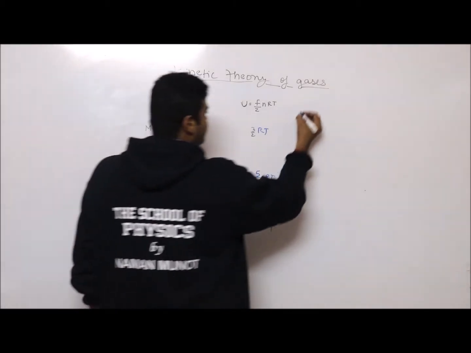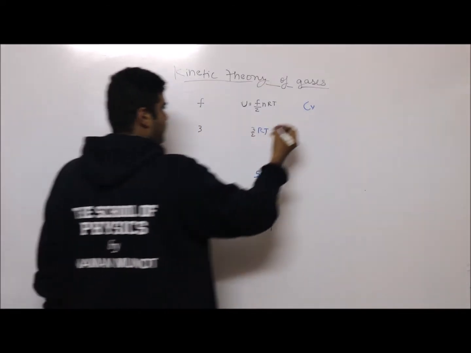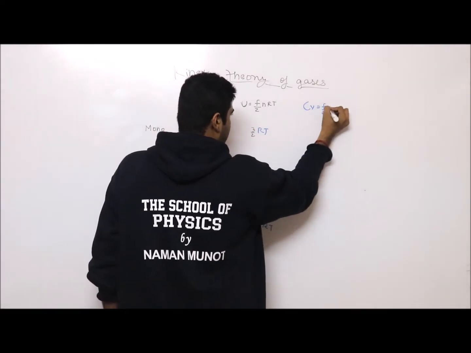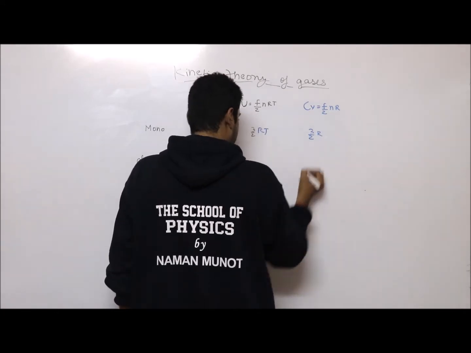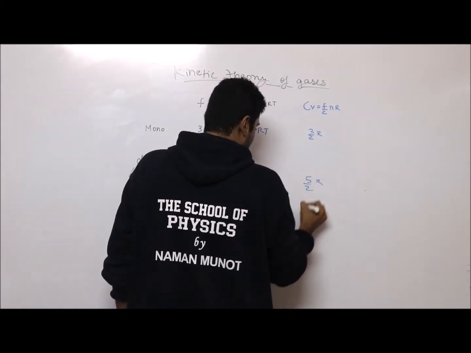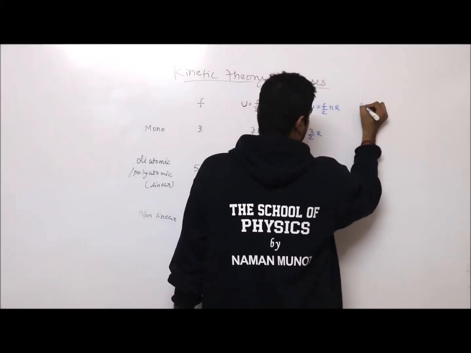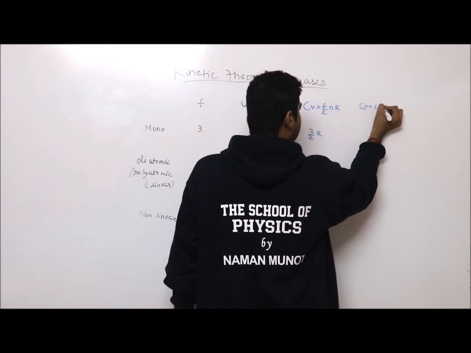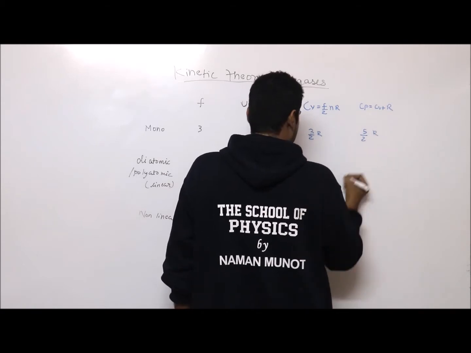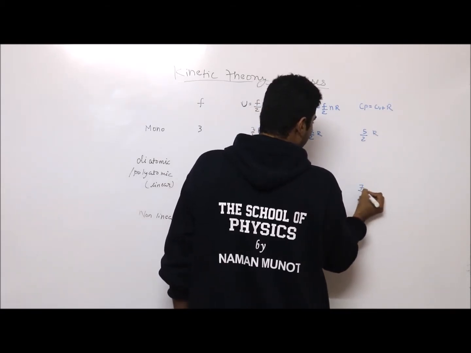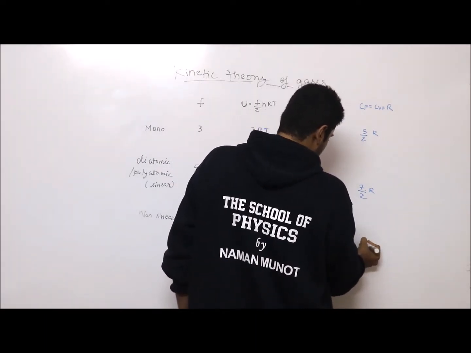Then we have Cv. So what is Cv? Cv is F by 2 nR. Suppose n is equal to 1, so we have 3 by 2 R, then 5 by 2 R, then 6 by 2 R, that is 3R. Then what is Cp? As you know, Cp minus Cv is equal to R, so Cp is equal to Cv plus R. So this will be 5 by 2 R, this is 7 by 2 R, we are just adding R to Cv, and this is 4R.